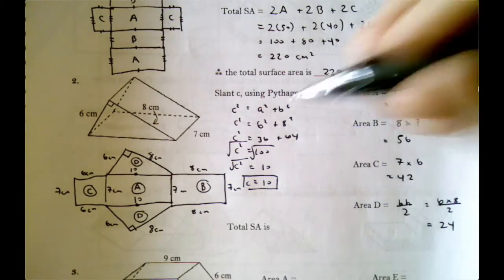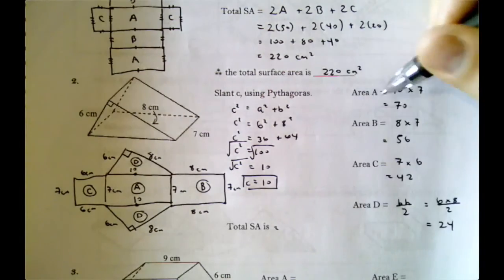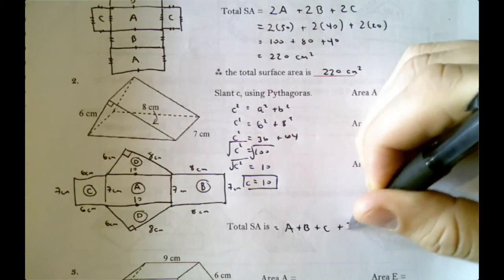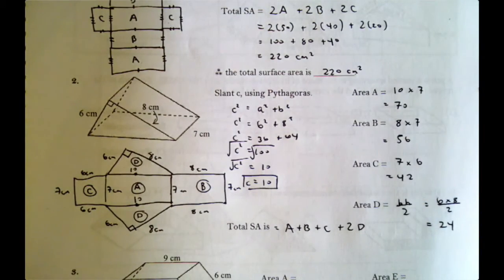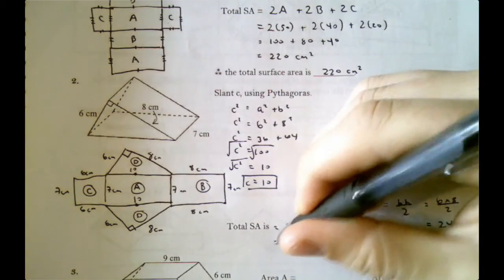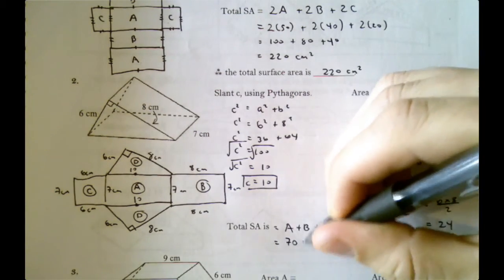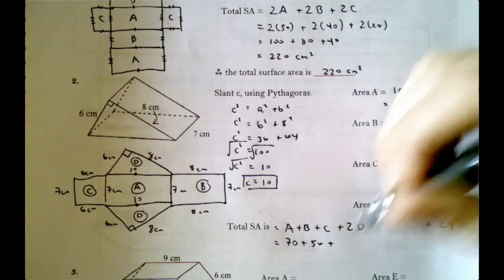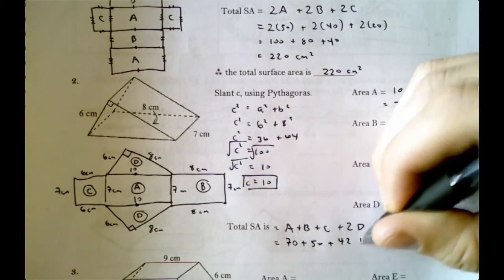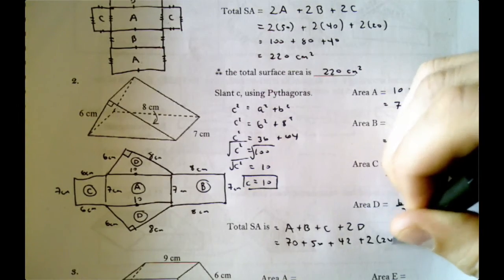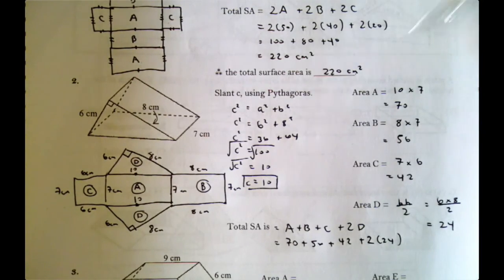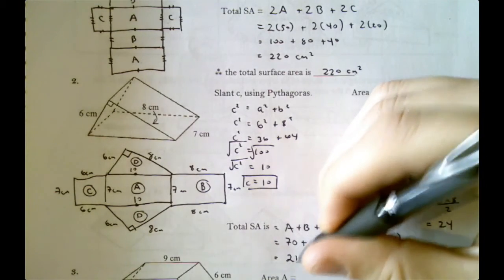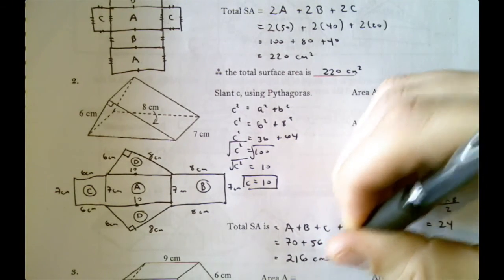So if we want to find the total surface area, we have to take A, add B, add C, and add 2 D's, because there's 2 triangles. So we've got 70 plus 56 plus 42 plus 2 24s. If we add all those up, we end up with 216 centimeters squared.